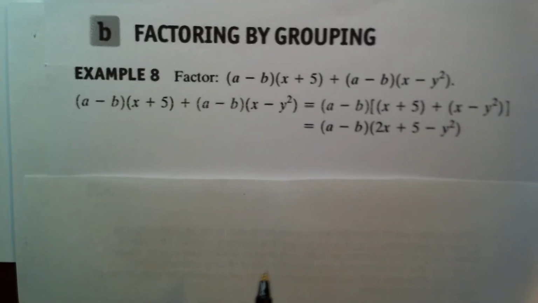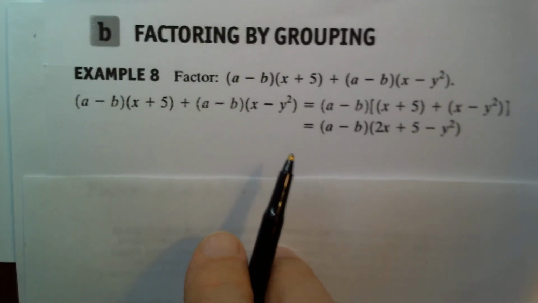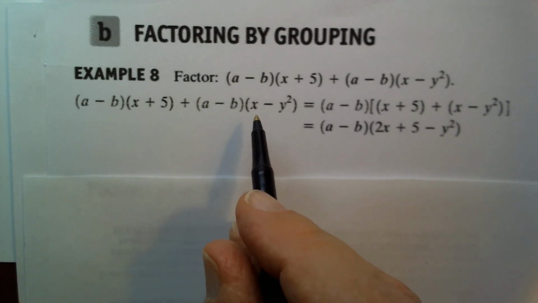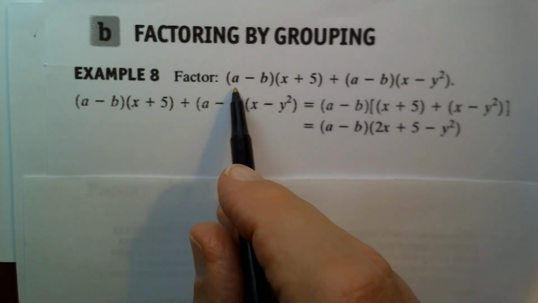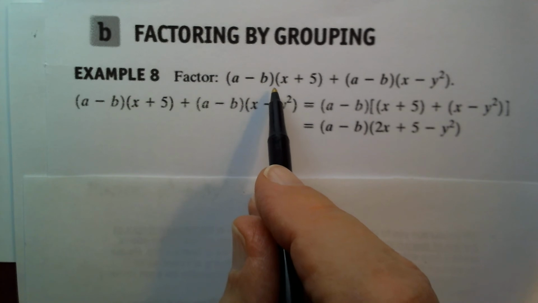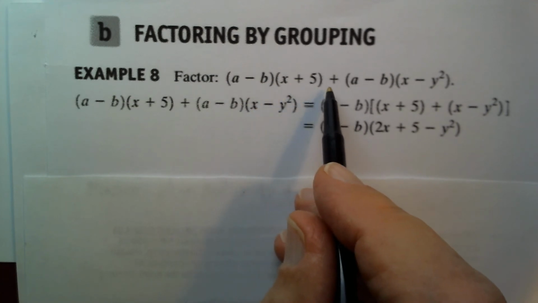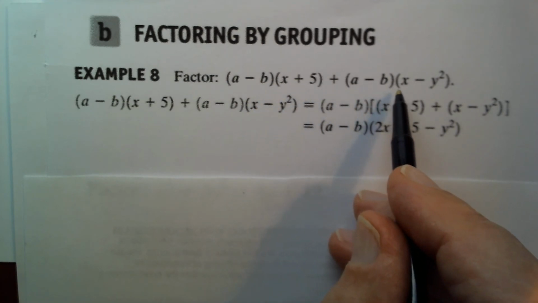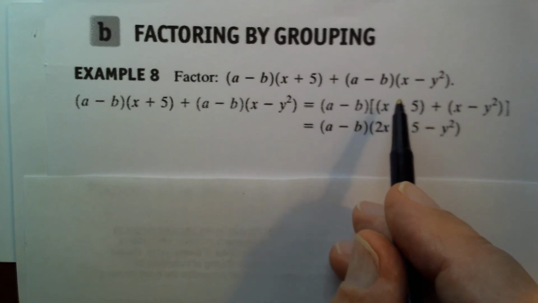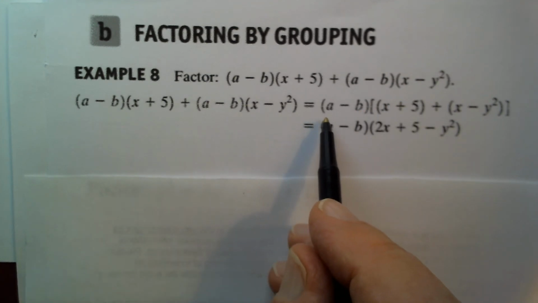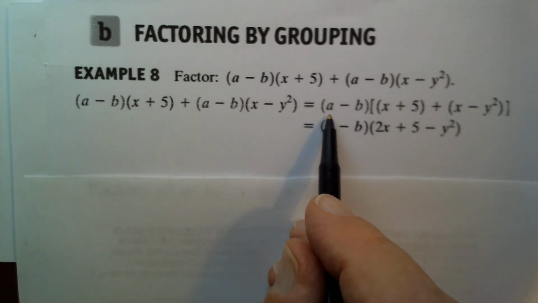The next concept is factoring by grouping. And as I mentioned in the beginning, in the introduction, that's a very important concept because we'll be using it all the time when we're factoring polynomials using the AC method. So here's an example of what it looks like. Here we have an expression (a minus b) times (x plus 5) plus (a minus b) times (x minus y) squared. So the question is, what is the greatest common factor here?